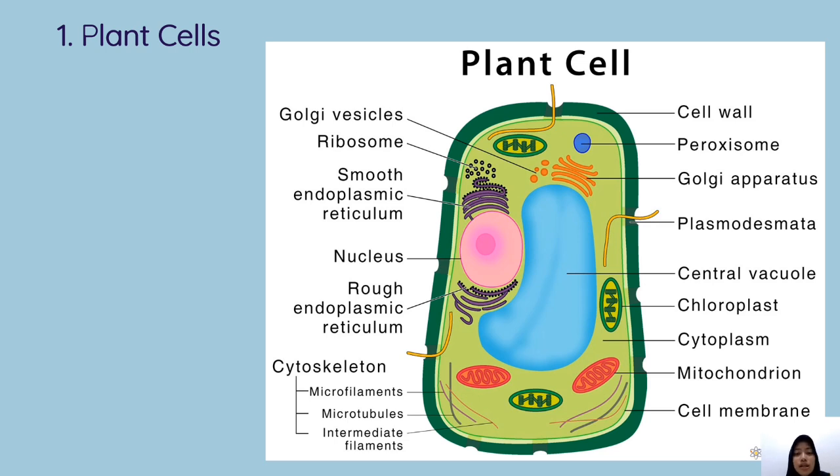Okay, and then the fifth, endoplasmic reticulum or ER. It is a series of membranes within the cytoplasm that forms a connection with the nucleus on one side and the cell membrane on the other. It is of two types, rough endoplasmic reticulum and then smooth endoplasmic reticulum.